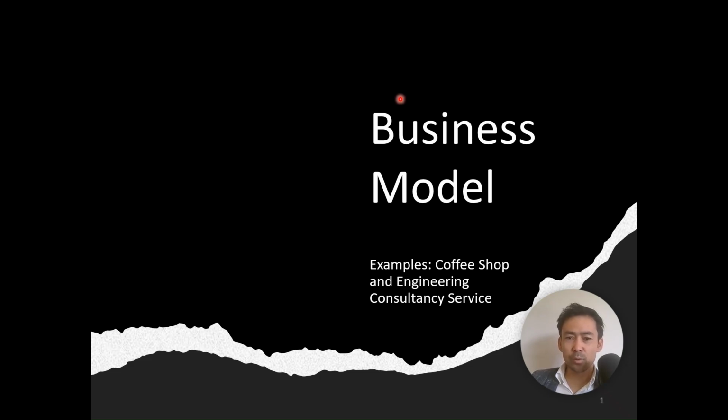Today I want to talk about a business model: what a business model is, the definition, and then we will talk about the components of a business model, which features, parameters and parts a business model would have, and then we talk about examples with a coffee shop and an engineering consultancy service.